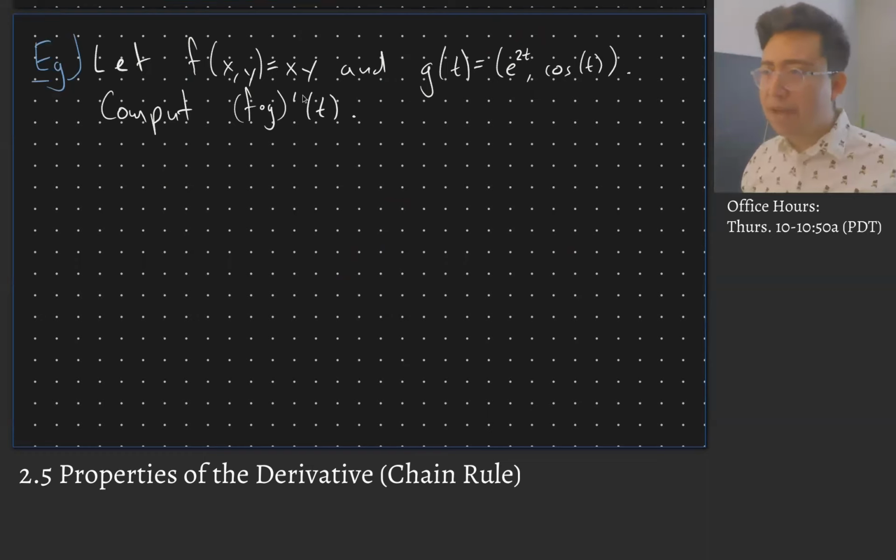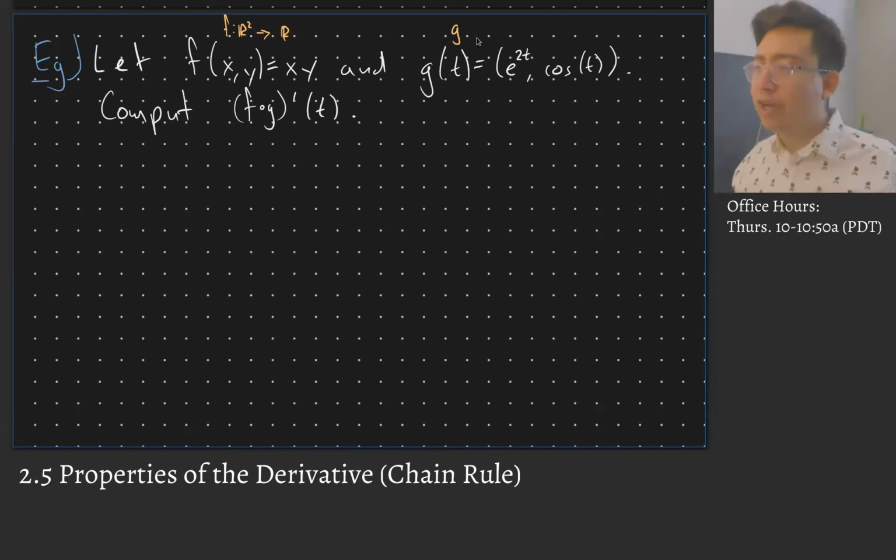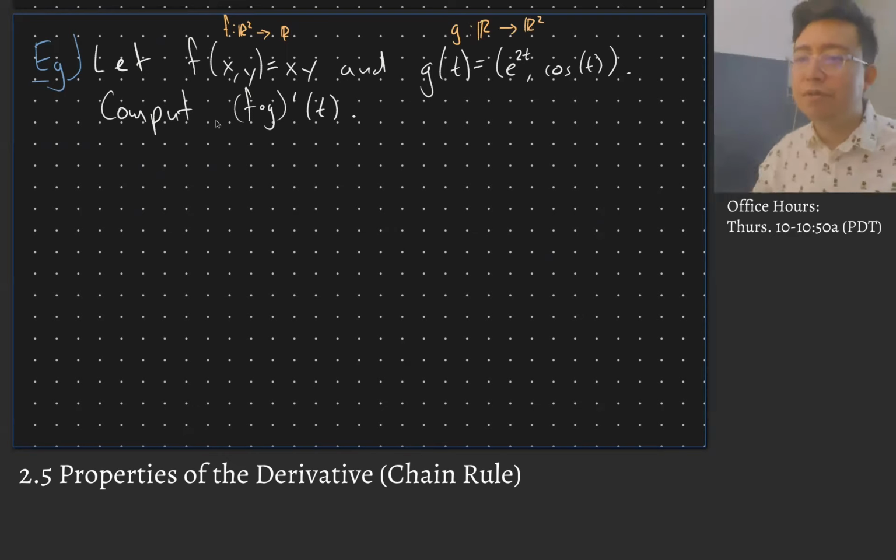So we have f of x, y is equal to x times y, and g of t is equal to e to the 2t, cosine of t. Notice this has two inputs and one output. So f goes from R2 to R, and g has one input and two outputs. So g goes from R to R2.